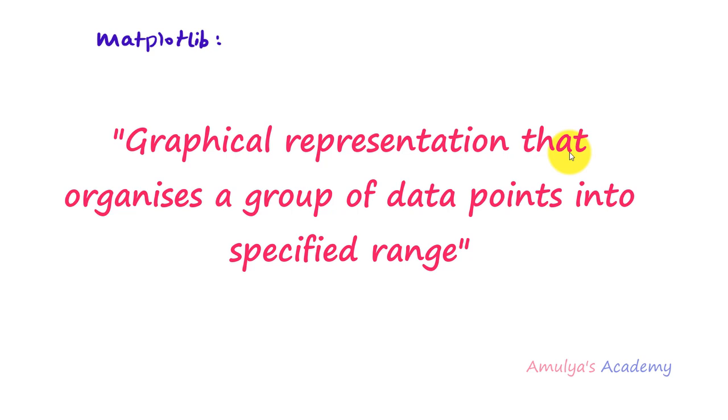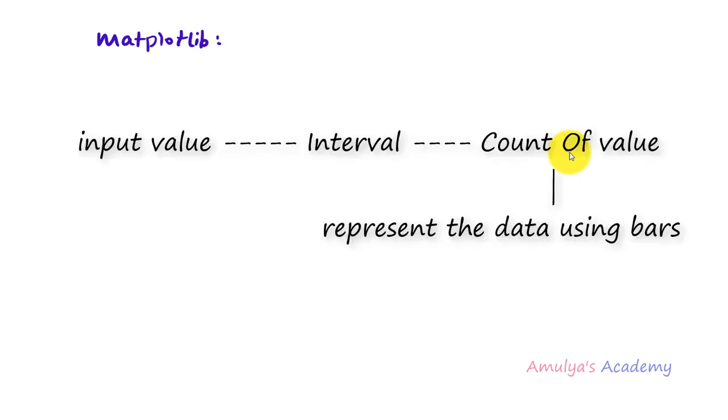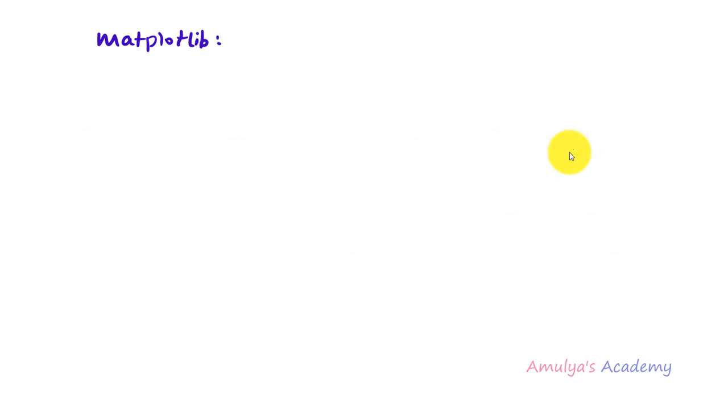So here, there will be input values and we'll take the range of those input values. Then we'll divide that range into different intervals. Next we'll count how many values fall into each interval and represent that using bars. So it is an interval versus frequency graph. Let's take an example to get a clear picture of this concept.